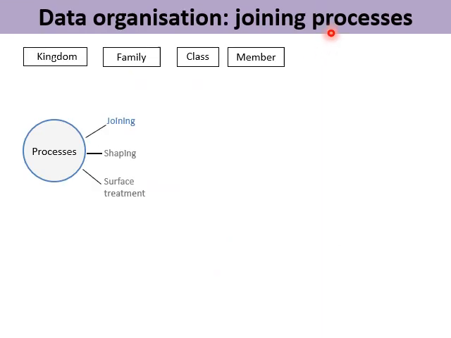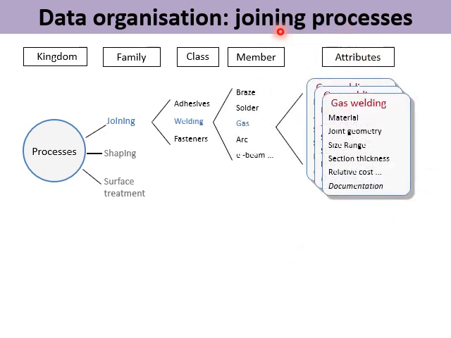So far, we have discussed only shaping processes. The other two families, joining and surface treatment, can be structured and selected in a similar way. This frame shows the joining tree with the class of welding expanded to show members and some of their attributes. Okay, these are the attributes.